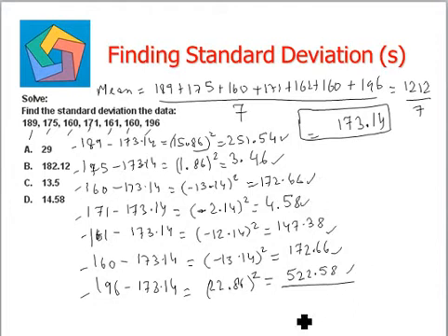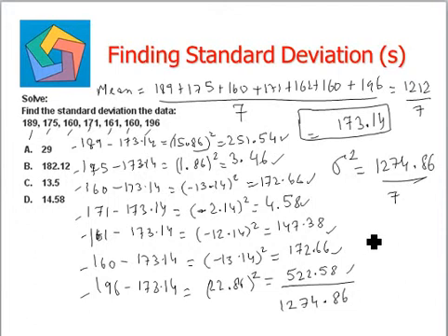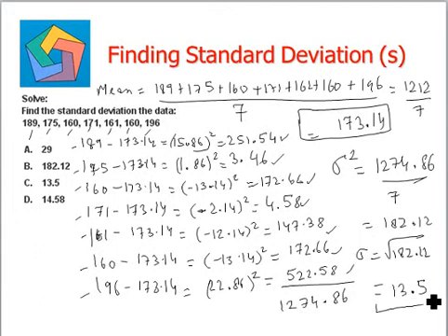Now we'll total all these squared differences, and the total is 1274.86. Now we'll find the variance, sigma squared, that is 1274.86 divided by the count, that is 7. This is equal to 182.12. Standard deviation is sigma, that is the square root of the variance, and when calculated this will give us 13.5. This is the final answer for the standard deviation. It can be seen in option C.